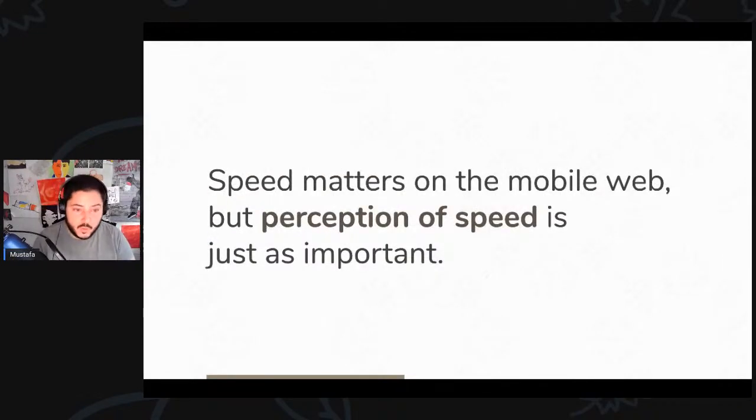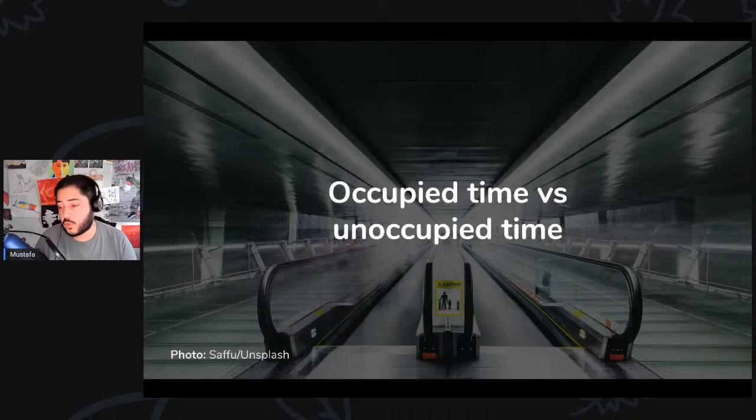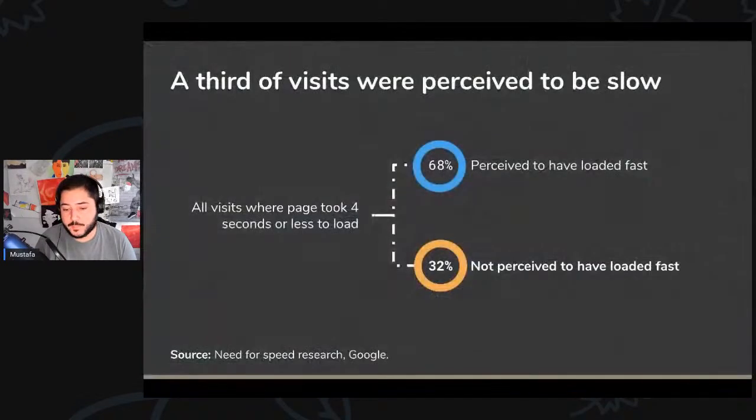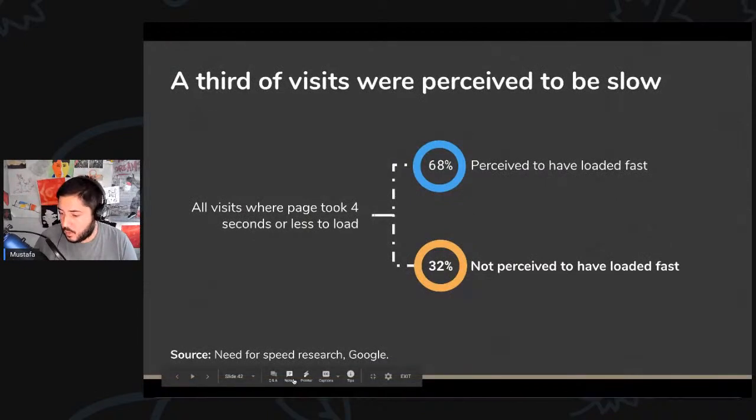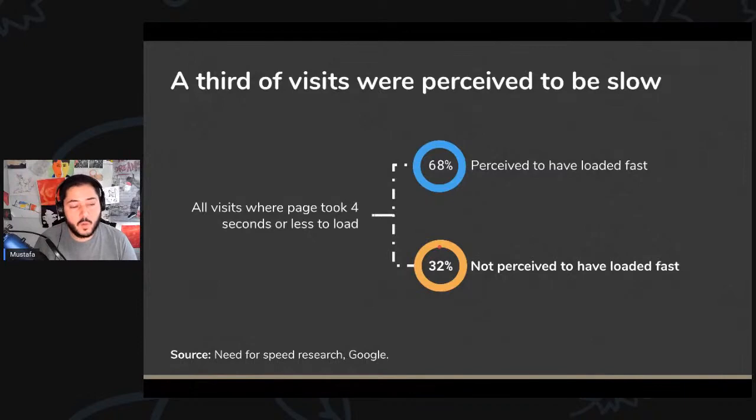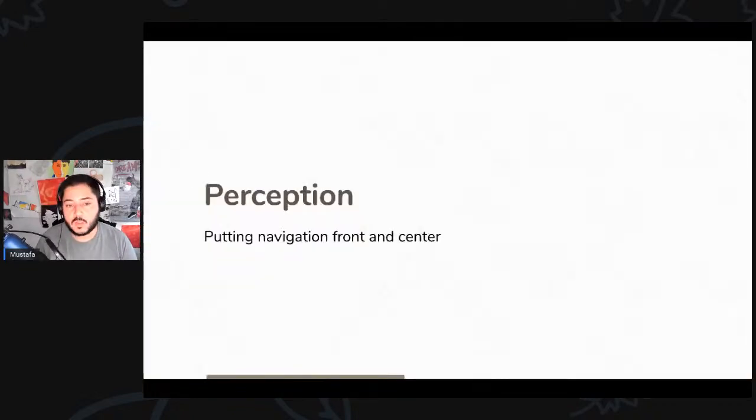Now, that's technical speed. Speed matters on mobile web, but the perception of speed is just as important, because remember the story of occupied and unoccupied time. Now, this is a very scary statistic. Of sites which are considered technically fast, a third of users still perceive them to be slow. So you've optimized your images, you've done all the technical things, but there's still a group of users who think, why is this loading slowly? What's going on? So this is where we have to start employing perceptive techniques.